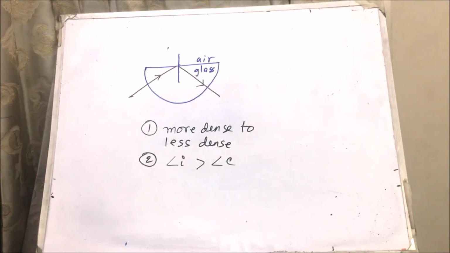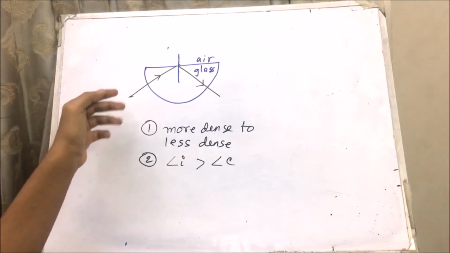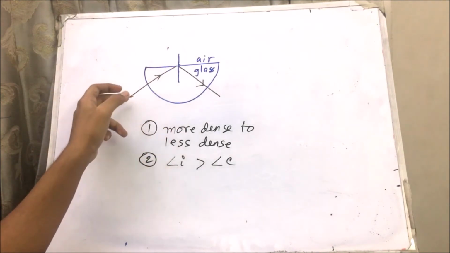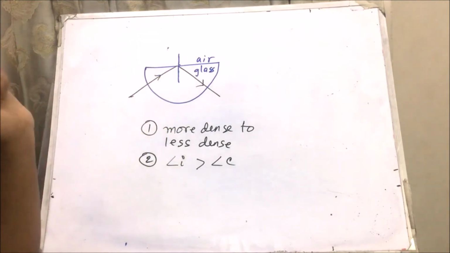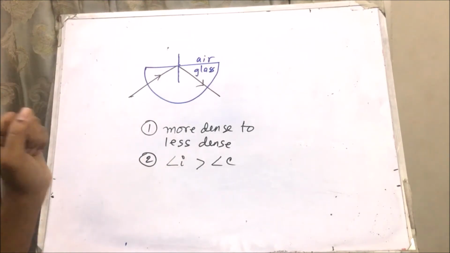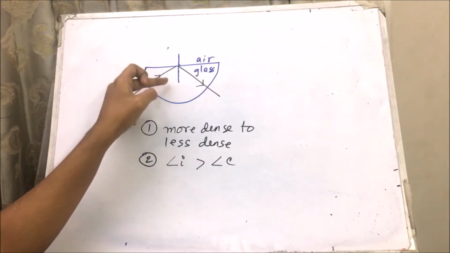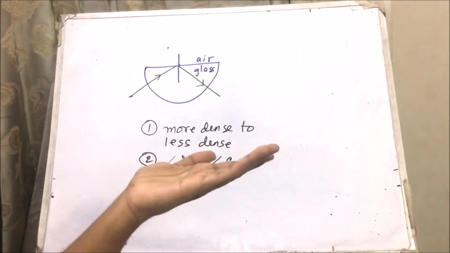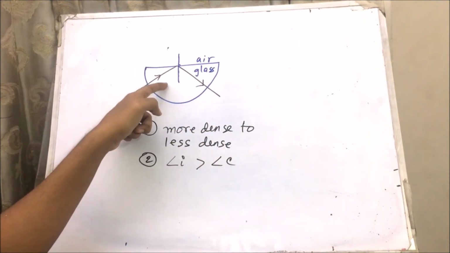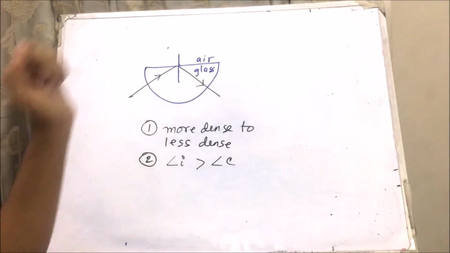A very common question, what are the two conditions for total internal reflection to occur? Notice that when the total internal reflection occurred, the light was trying to move from the glass into the air boundary, into the air medium. So the first condition is that the light has to move from a more dense to a less dense medium. Glass is denser than air, right? So the light has to attempt to go from a more dense to a less dense medium.